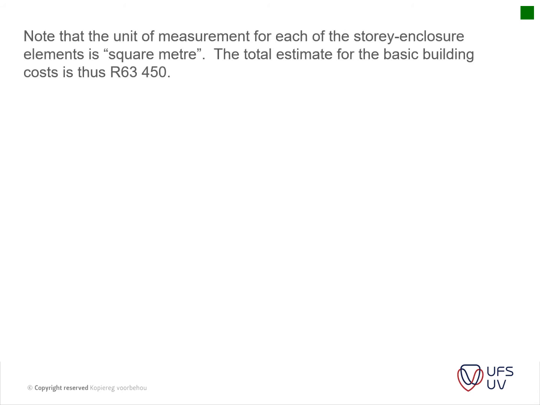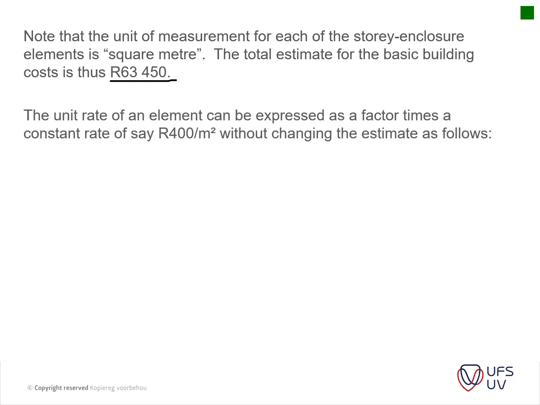Note that the unit measure for each of the story enclosure elements is square meter. The total estimate for the basic building cost is thus 63,450, as mentioned. So the unit rate of an element can thus be expressed as a factor times a constant rate of, say, 400 Rand per square meter, without changing the elements, as follows.